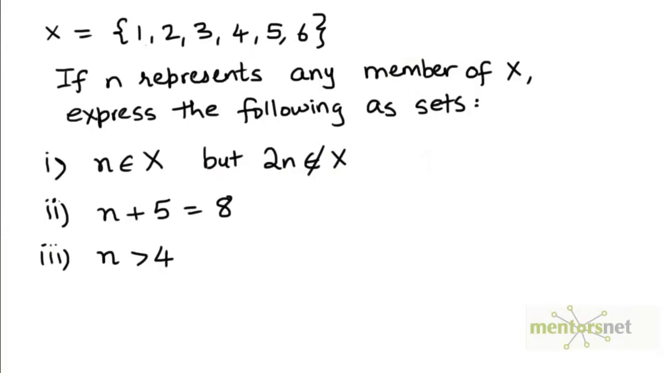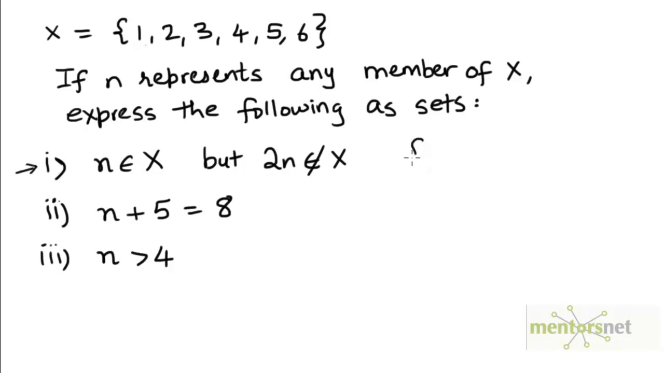We are given a set X that has 6 elements: 1, 2, 3, 4, 5 and 6. If an arbitrary element of this set is denoted by the letter small n, we have to express the following as sets. So these three conditions have to be represented as 3 sets. So let's look at the first subproblem.